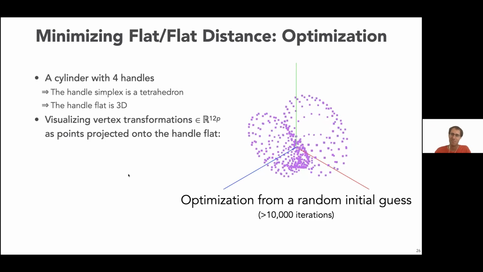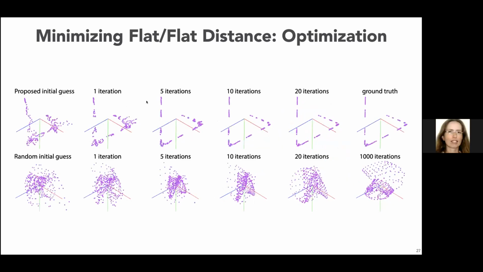So as far as I'm concerned, this is stuck. But yeah, the initial guess is important, but given a pretty good initial guess, we were able to recover a low error solution. Now I'm just comparing 5, 10, 20 iterations and ground truth.